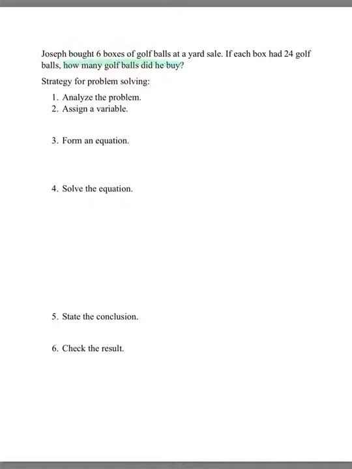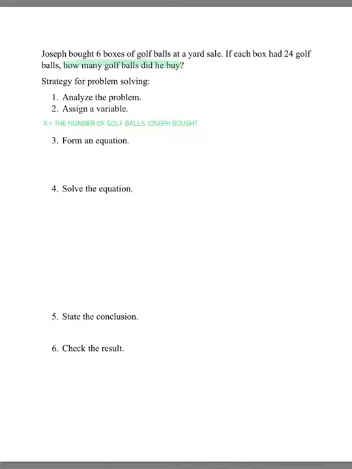So now that we know what it is we want to find, we actually know what our variable is going to represent. So let's go ahead and assign a variable in step 2. Since the question states how many golf balls did he buy, our variable x is going to represent the number of golf balls Joseph bought. Again, it's ideally the question reworded in the form of a statement. So there we go. There's our assigning of a variable.